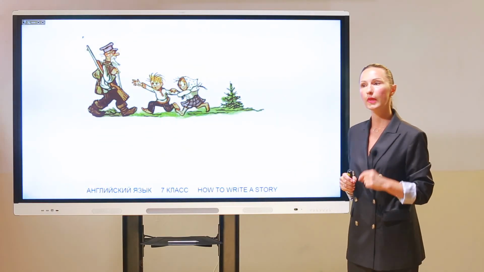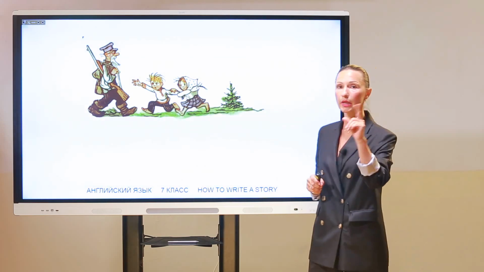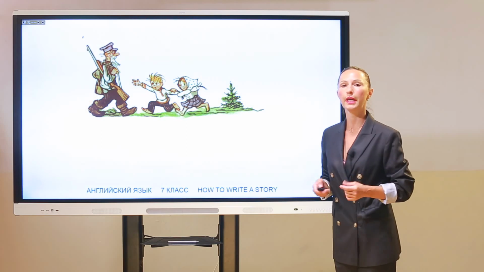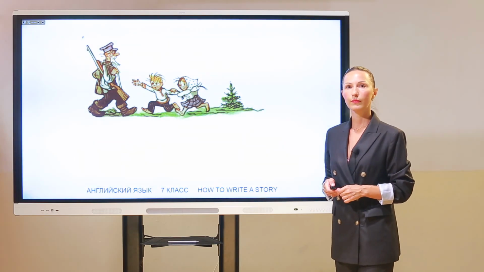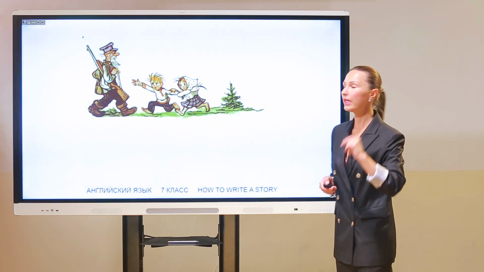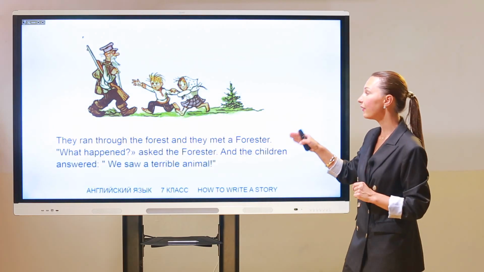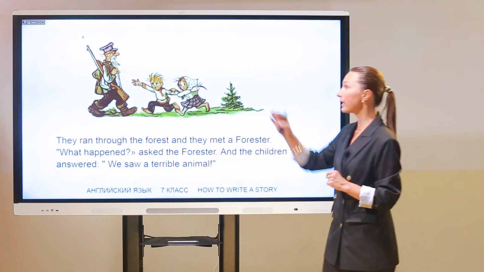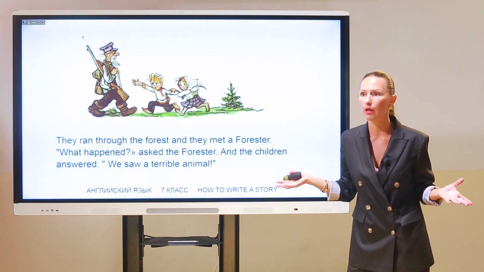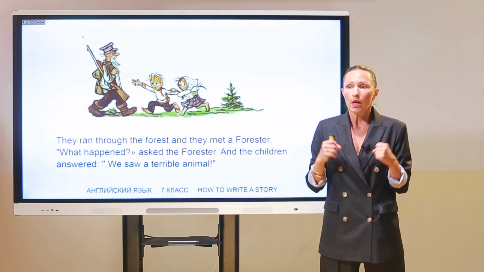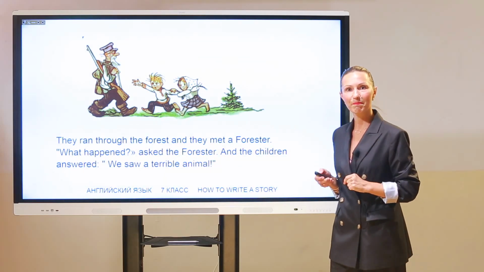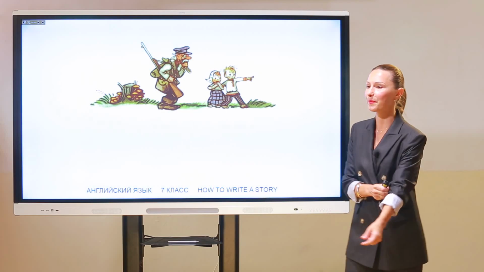Do the same. Who and what happens? I will help you. This is a forester. The forester, okay? Are you ready with your sentence? We'll check. They ran through the forest and they met a forester. What happened? Asked the forester. And the children answered, we saw a terrible animal. Good. Next one. Let's go.